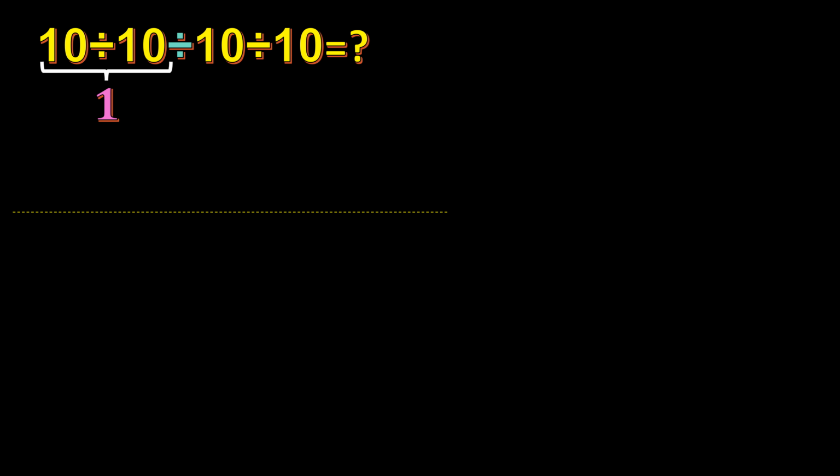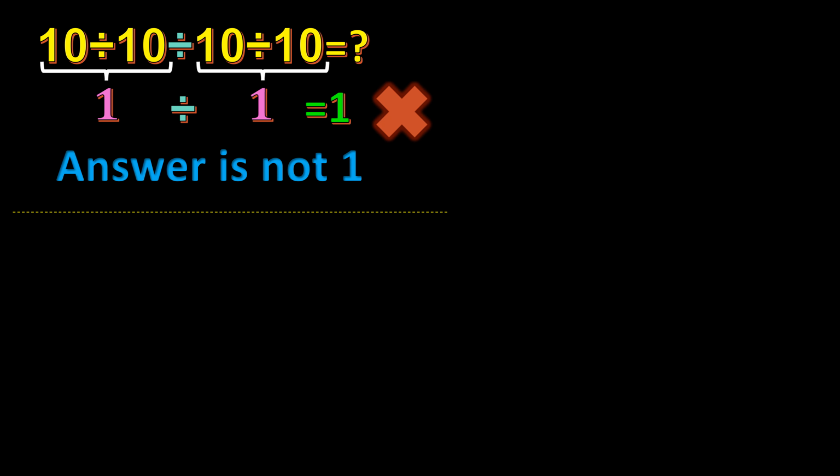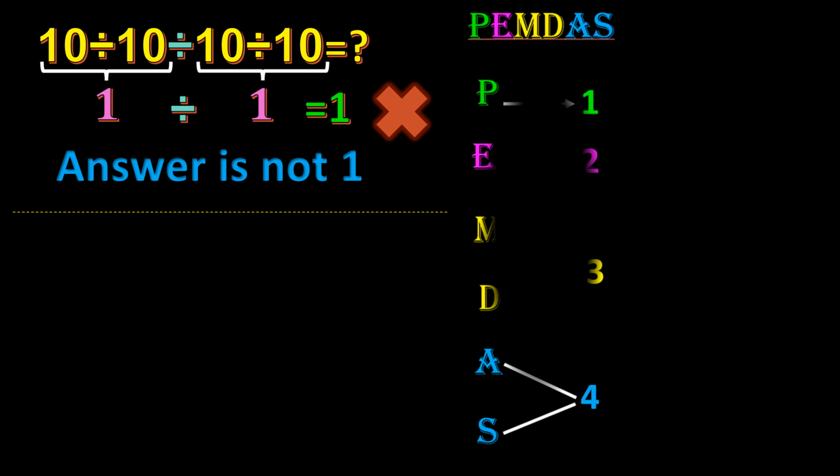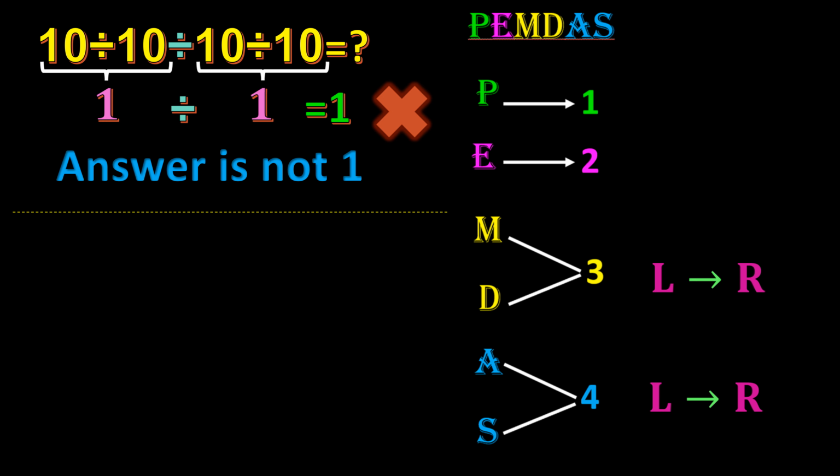10 divided by 10 equals 1, and again 10 divided by 10 equals 1, and 1 divided by 1 equals 1, but this answer is wrong because we have not taken the PEMDAS rule into account. PEMDAS is a rule I use to know what part of a math expression to solve first. It helps me do calculations in the right order so the answer doesn't get mixed up.